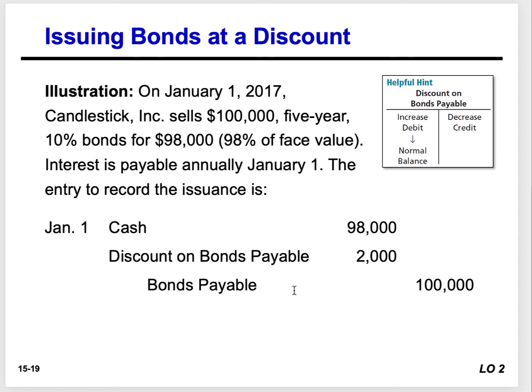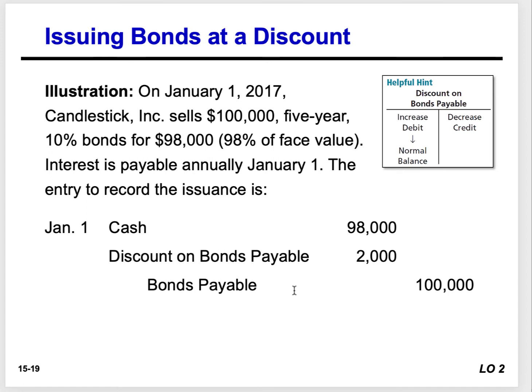The difference between the cash that I receive and the bonds payable that I book is $2,000 in this example. That is a discount on bonds payable. So I need to debit my discount on bonds payable account. That is for a discount, right? Remember that discount on bonds payable is a contra account. It goes against the bonds payable.